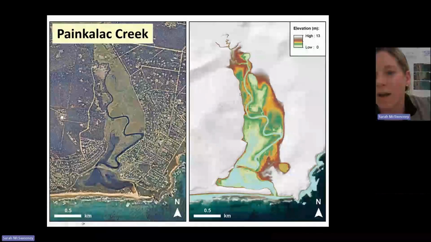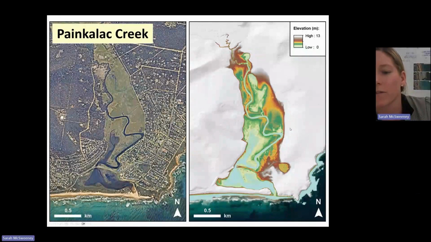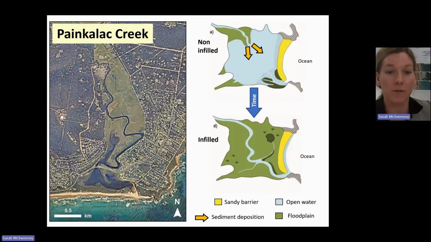So where all these colours are here, which are different elevations. But that basin's actually been quite infilled. So we've got this big floodplain, which once would have been a big open water area, and so that has an impact on how it functions.